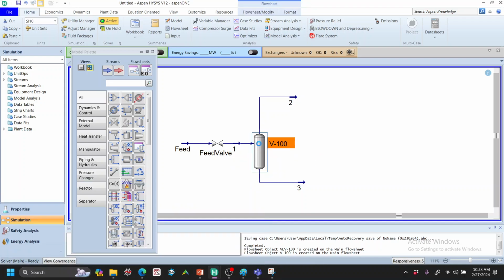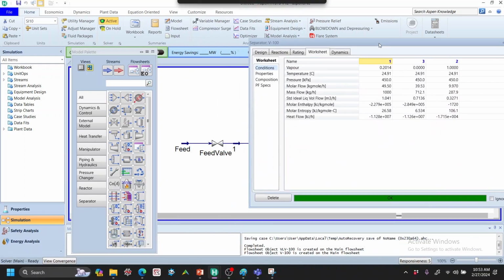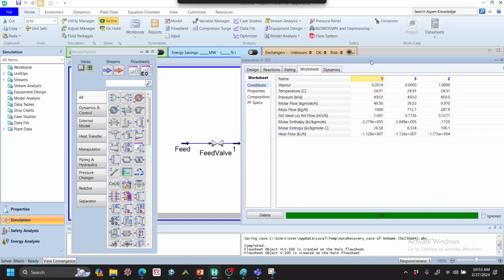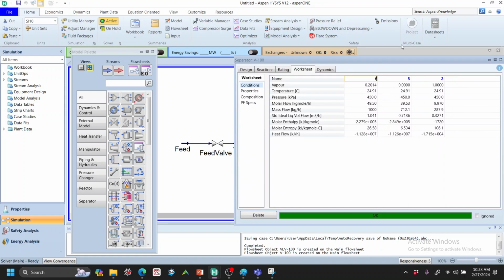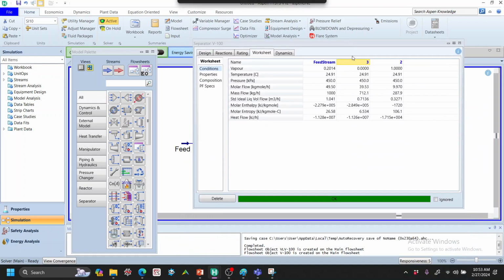So if you have, for example, I can rename it from the inside just to show you. 1, 2, 3, right? So I can rename it feed stream. 3 is bottom, and 2 is top. Okay, now you can see we separated. We have 1000 coming in. We have 700 liquid in the bottom, and then 300 vapor in the top.